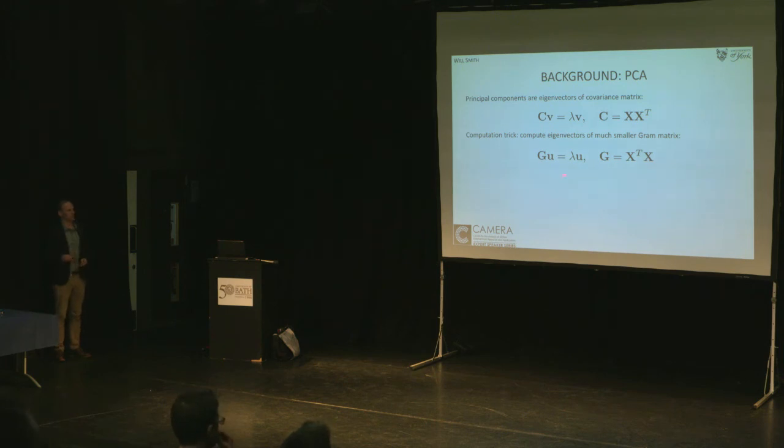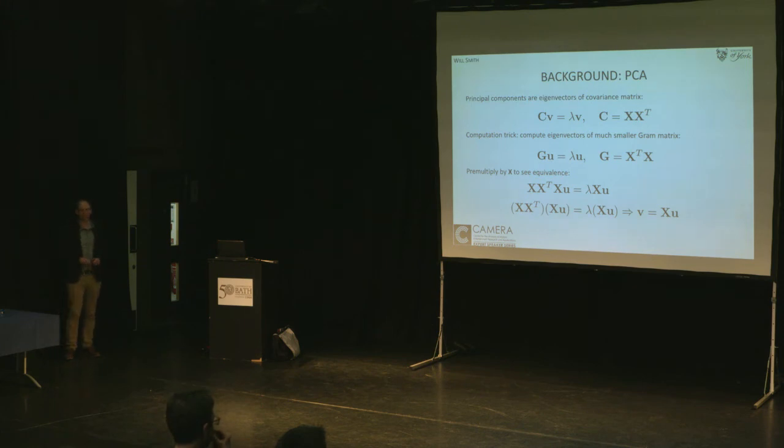So a trick that you can do instead is, instead of the covariance matrix, you compute the gram matrix. This is like a similarity matrix which tells you how similar each of your training samples is with just a scalar value. If you compute the eigenvectors of this much smaller gram matrix, and then if you pre-multiply by your data matrix X, you'll see that they must be the same thing. So the eigenvectors U of this much smaller matrix end up being, when multiplied by X, the eigenvectors of this much larger covariance matrix.